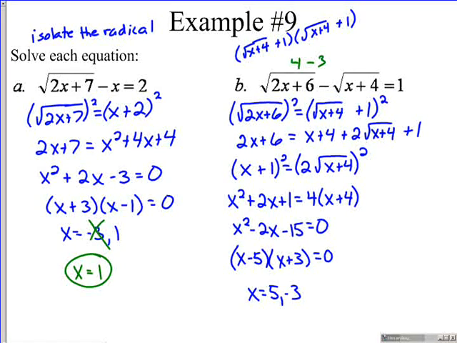Put in negative 3. We get negative 6 plus 6, which is 0. So we have 0 minus. Put negative 3 in here. Negative 3 plus 4 is 1. Does 0 minus 1 equal 1? No, it equals negative 1. So once again, that's extraneous. Our only solution is x equals 5.